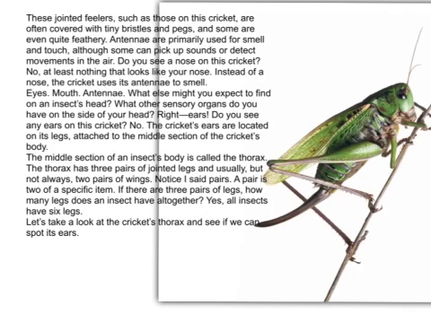The middle section of an insect's body is called the thorax. The thorax has 3 pairs of jointed legs, and usually, but not always, 2 pairs of wings. Notice I said pairs. A pair is 2 of a specific item. If there are 3 pairs of legs, how many legs does an insect have altogether? Yes, all insects have 6 legs. Let's take a look at the cricket's thorax and see if we can spot its ears.